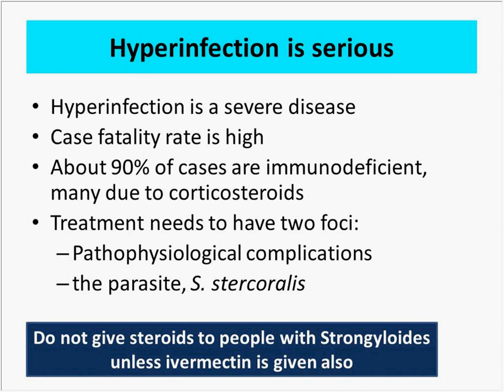So if someone gets hyperinfection, they're in a serious condition. The case fatality rate's very high. It's up in the 90s if it's not diagnosed and treated properly. Most cases are immunodeficient or immunosuppressed, and in the literature about 60% of the cases are due to corticosteroids or to chemotherapy. One of the messages is be very careful about giving steroids to high-risk groups. So be careful about giving steroids to people from remote Aboriginal communities, because you've probably got about a 20% chance of them being infected with strongyloides.